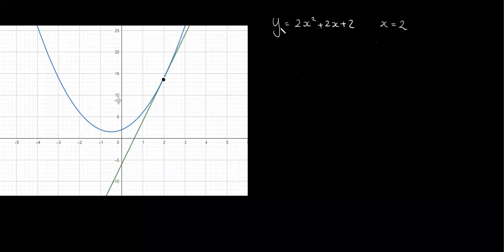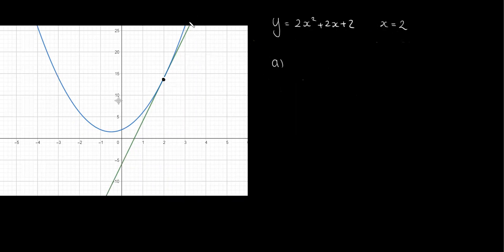All right, let's begin. So here's the equation. That's the parabola. And at x equals 2, there is a tangent, and that's given by this green line. So it's all about this equation of the tangent. So the first question is, what is the gradient?